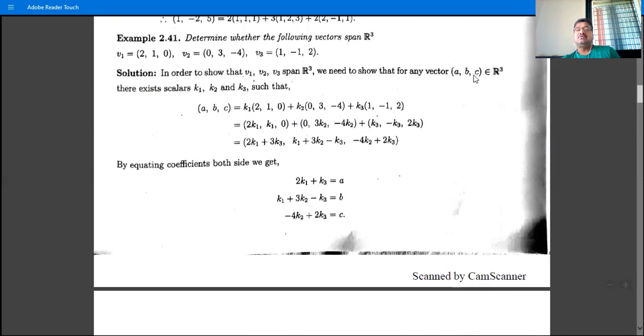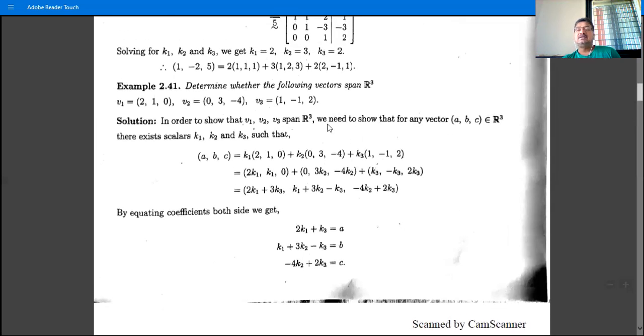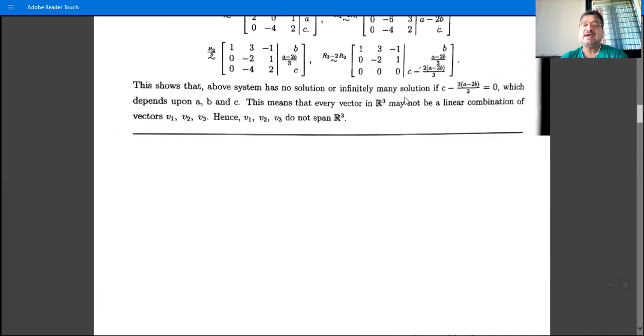Therefore K1, K2, K3 do not exist, and therefore we say that ABC is not a linear combination of these three vectors V1, V2, V3. Therefore every vector of R3 is not expressible as a linear combination of V1, V2, V3, and therefore these three vectors do not span R3. So this is the answer.